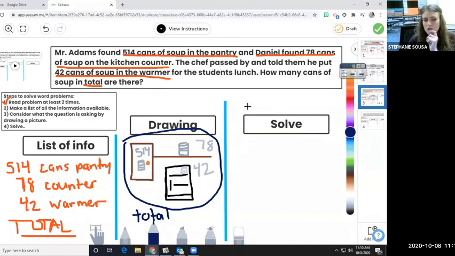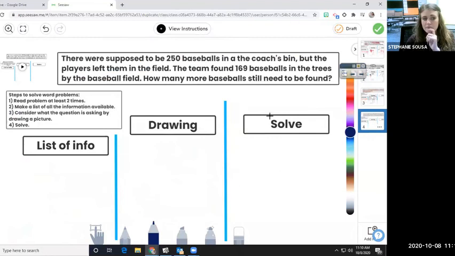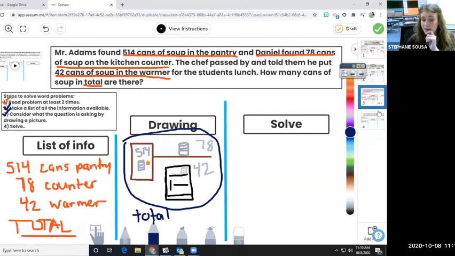Okay? You're going to solve this problem independently. We have made a list of the information available. We've considered what the question is asking by drawing a picture. You're going to do this solving independently. You are also going to complete slide 4 independently with all 4 steps. So you've seen us do this 2.5 times now. I want to see what you can do on slide 4.